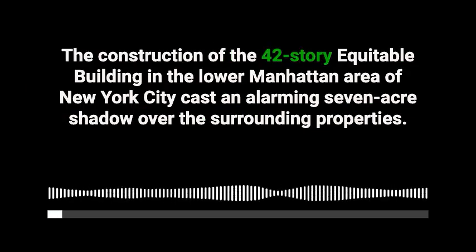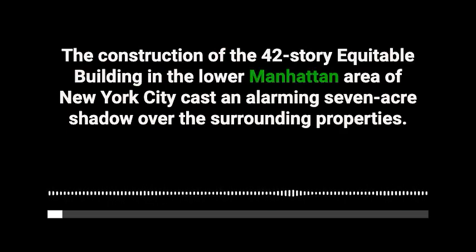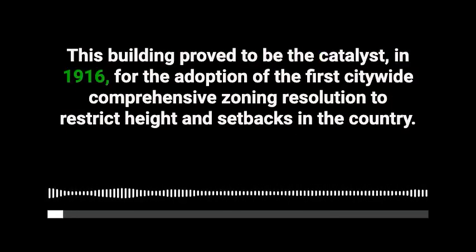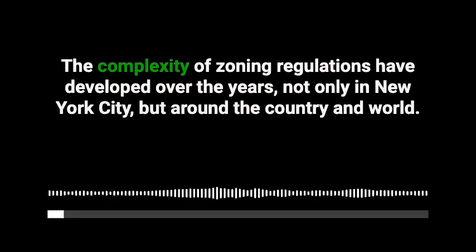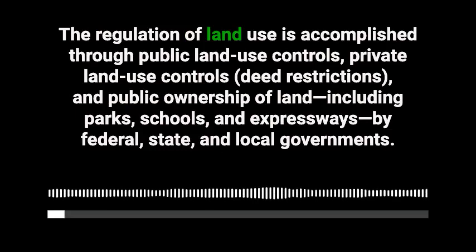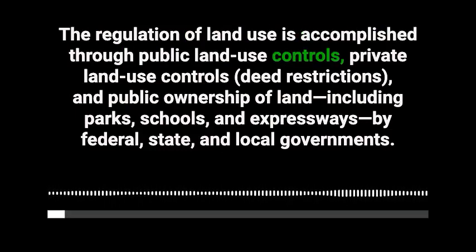The construction of the 42-story Equitable Building in the lower Manhattan area of New York City cast an alarming 7-acre shadow over the surrounding properties. This building proved to be the catalyst, in 1916, for the adoption of the first citywide comprehensive zoning resolution to restrict height and setbacks in the country. The complexity of zoning regulations has developed over the years, not only in New York City, but around the country and world. The regulation of land use is accomplished through public land use controls, private land use controls, and public ownership of land, including parks, schools, and expressways, by federal, state, and local governments.